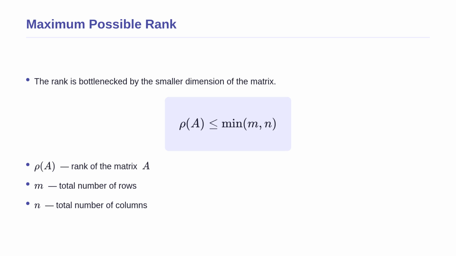This brings us to an important mathematical rule about the absolute limits of rank. The formula on screen states that the rank of a matrix A can never be larger than its smallest dimension. Here, the Greek letter rho represents the rank of the matrix. The letter m stands for the total number of rows and n stands for the total number of columns. The function min simply picks the smaller of those two numbers. For example, if you have a matrix with 3 rows and 5 columns, the maximum possible rank is 3. You are always bottlenecked by the smaller dimension.